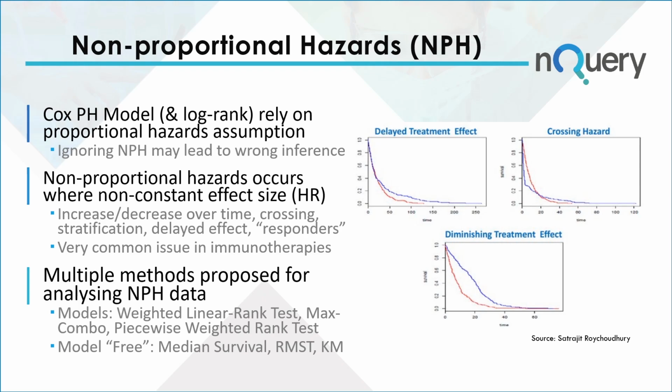But there is also other major issues such as crossing hazards, where the treatment effect basically reverses, where your treatment is initially, say, better in the early stages, but by the end is actually worse than the control group. And then you could have a diminishing treatment effect or an increasing treatment effect, where it's basically more important or more valuable as you go on towards the end of the trial. Delayed effect is kind of a subset of the increasing treatment effect problem.